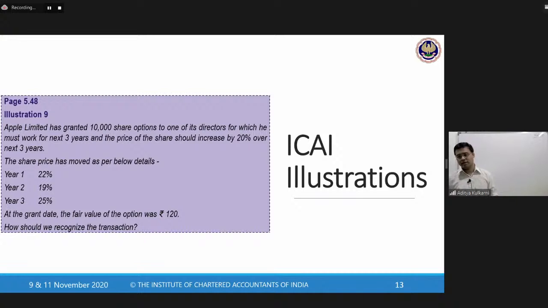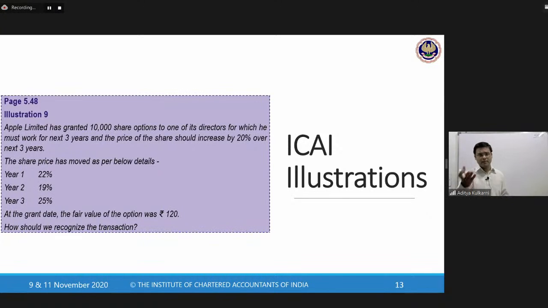Attribute the cost over the service period. All right. So market-based condition, fair value takes care of. You will be studying your Black and Scholes model, the binomial model of option pricing. So there you will actually get to see how these fair values are calculated. How is an option valued? You will actually come to know when you do the option pricing model.